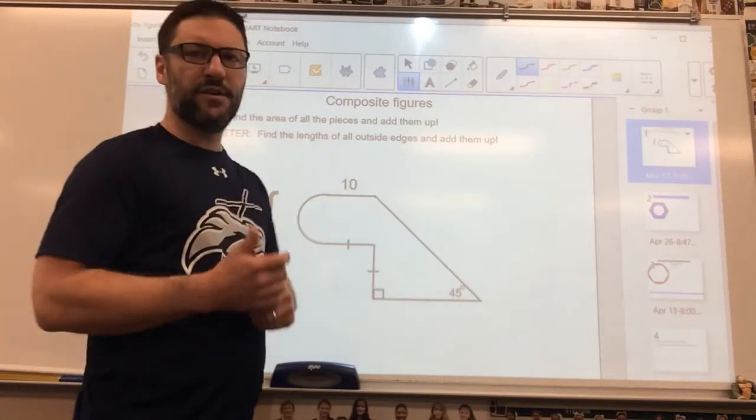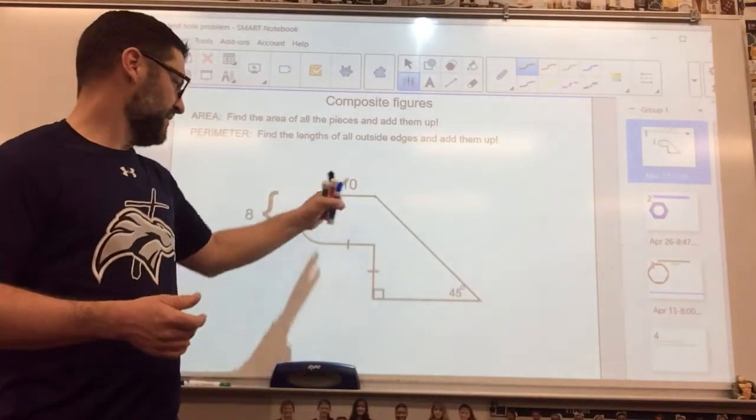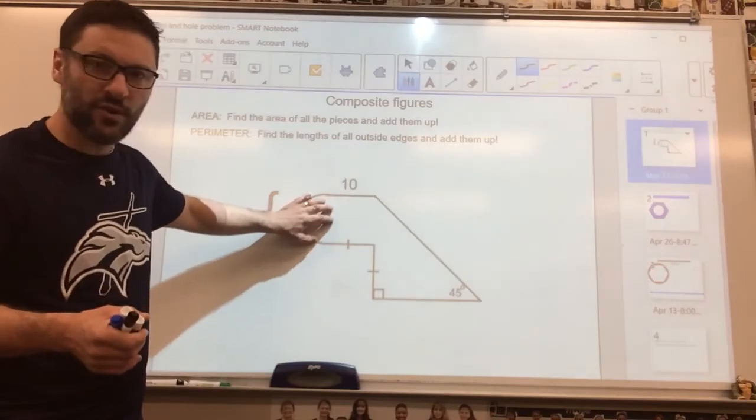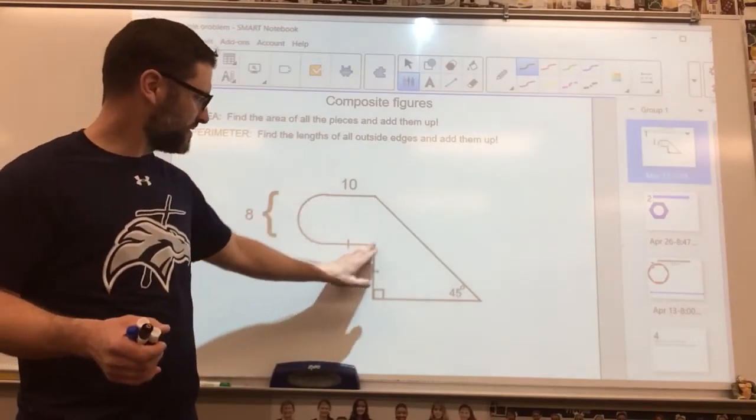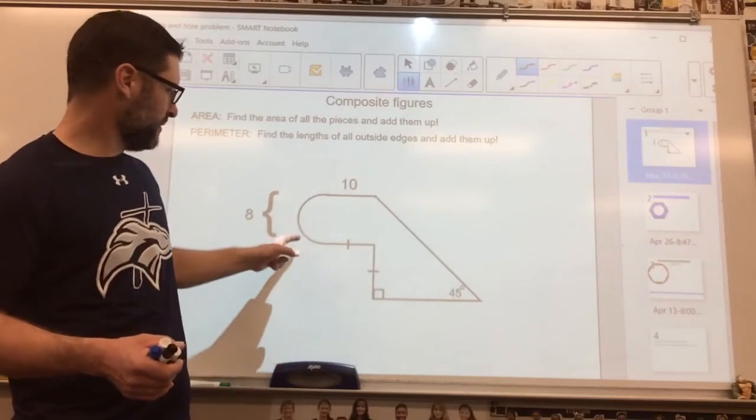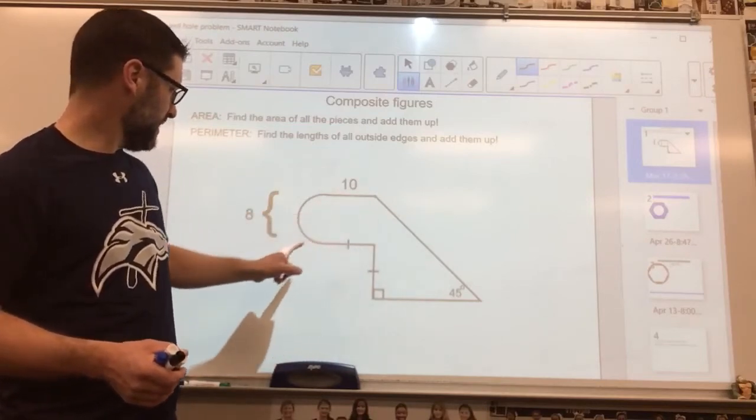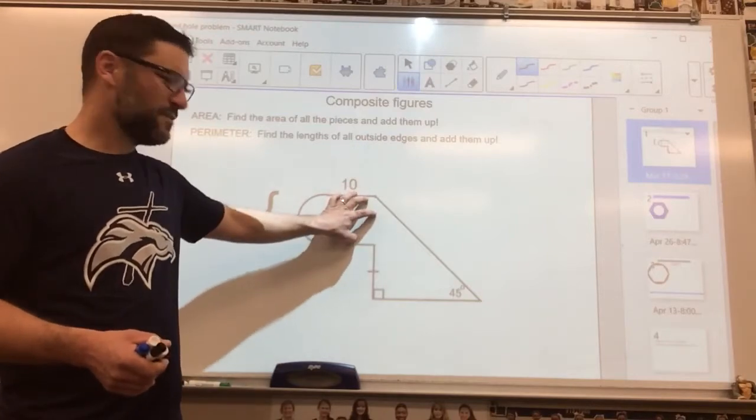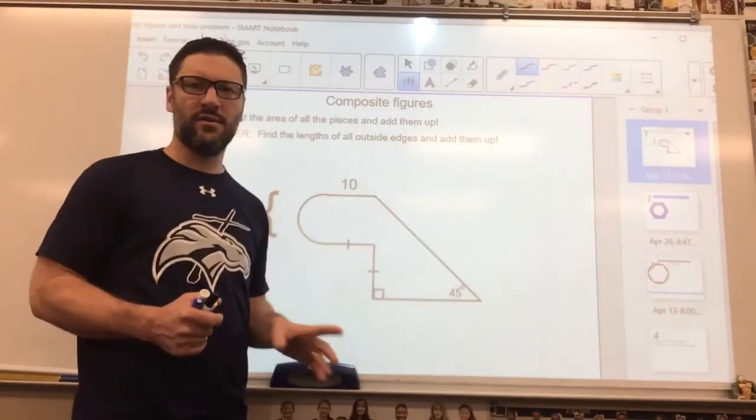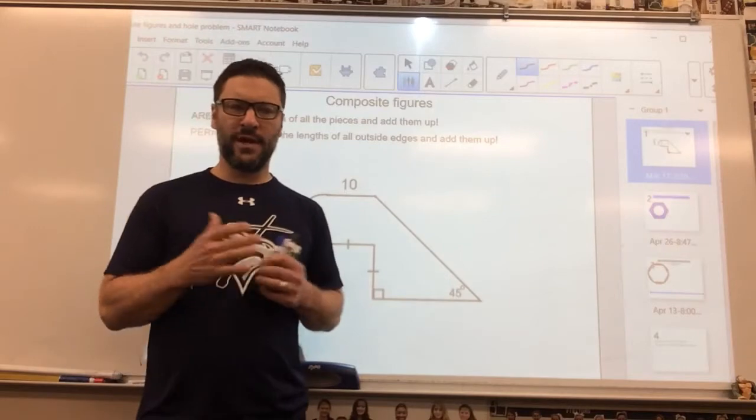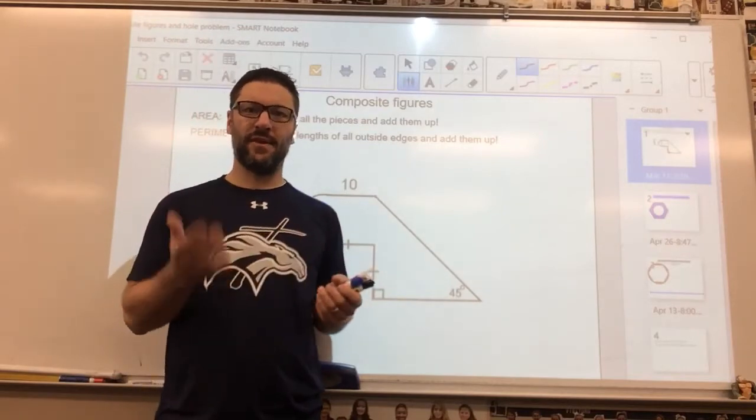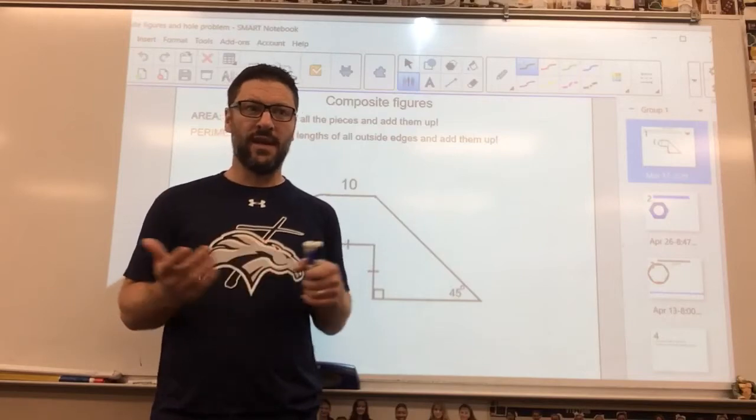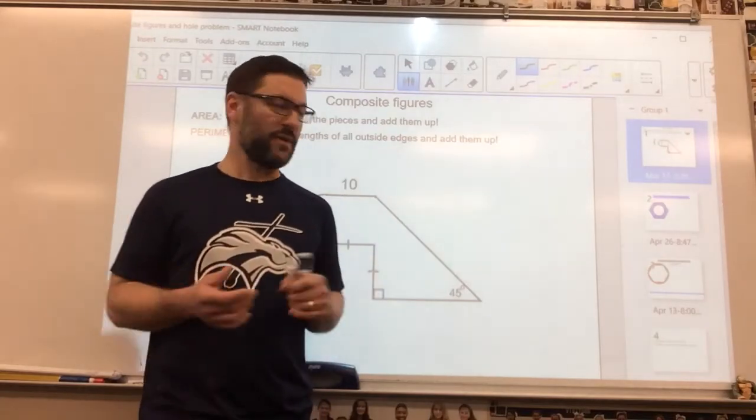A composite figure is just a figure made up of a bunch of other figures. For instance, in this, I see a circle or half of a circle here. I see a square, maybe a rectangle. Looks like I have a 10, and across the rectangle it looks like it's 8. So I guess that's a rectangle, not a square. And then I see a triangle. And the overriding concept of a composite figure is that you're going to divide it up into pieces that you know. And then after you do that, you can find the perimeter or find the area.